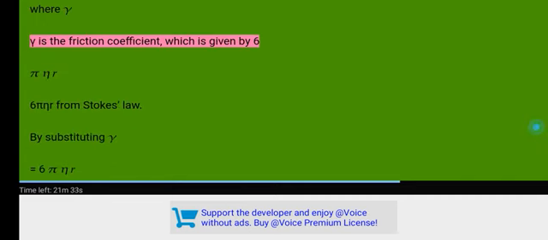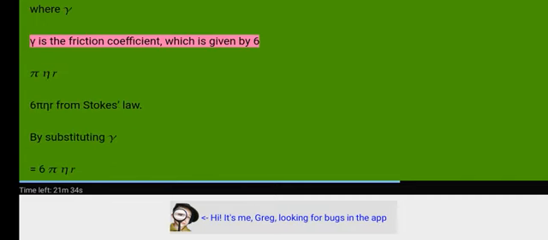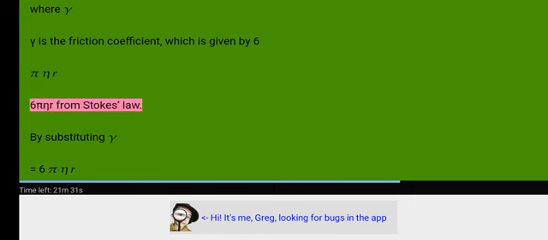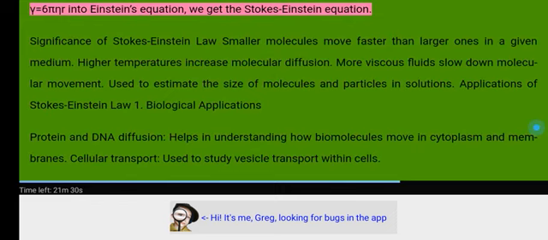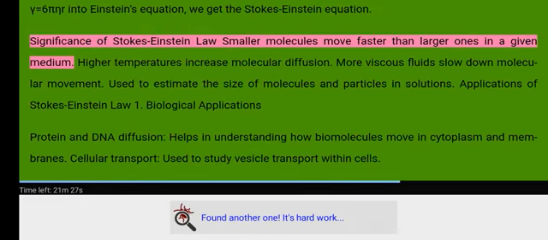Where gamma is the friction coefficient, which is given by 6 pi eta r from Stokes' law. By substituting gamma equals 6 pi eta r into Einstein's equation, we get the Stokes-Einstein equation.